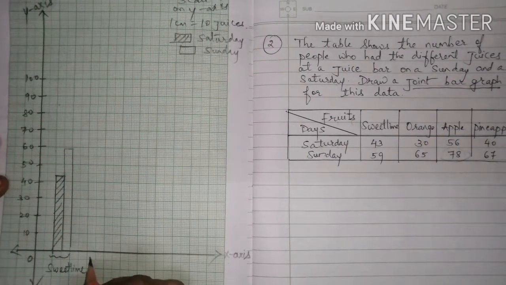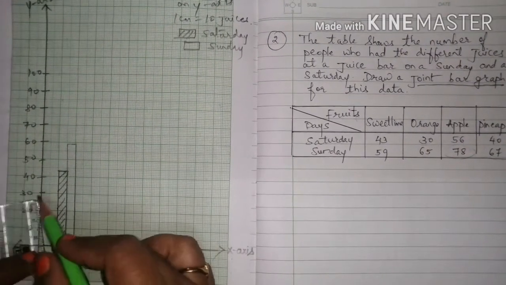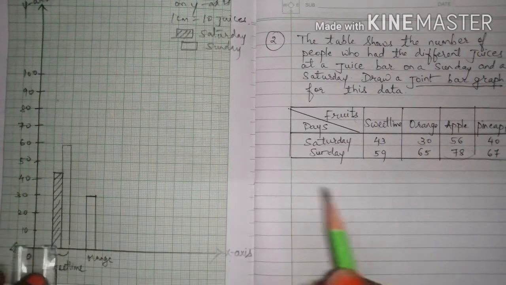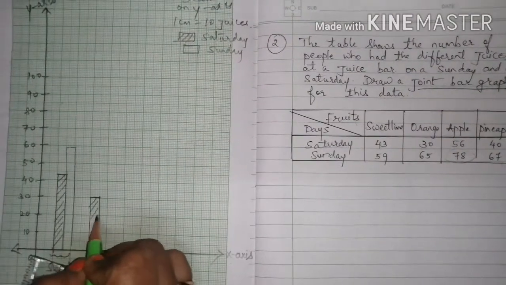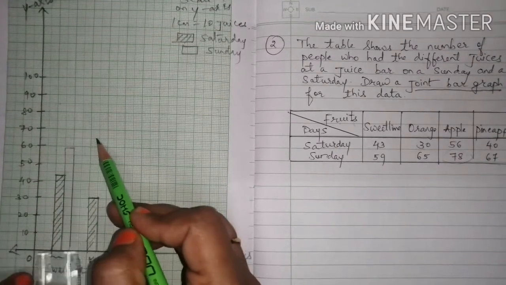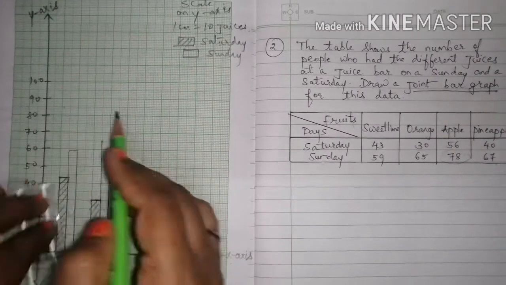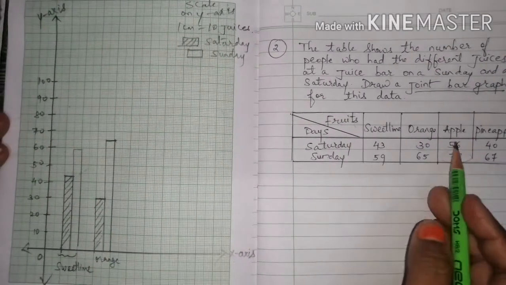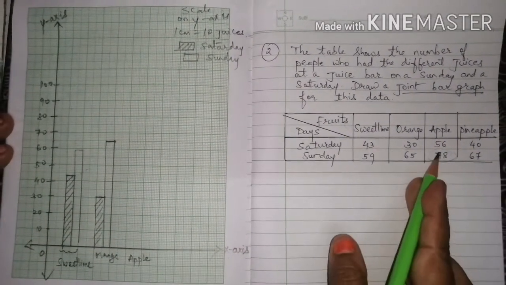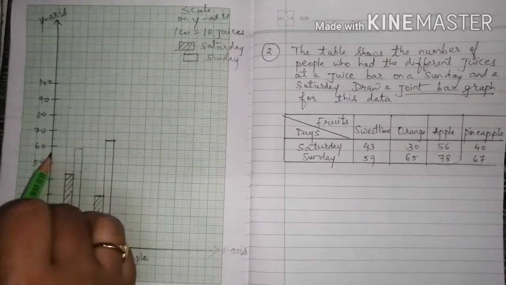Now orange, the next fruit juice. On Saturday 30 people consume it. So 30. This one is Saturday, so shade it. And 65 on Sunday, so about 65 lines. So this one is 65. So this one is of Sunday. The next juice is apple. Leave one box. Let's draw for apple, 56. So Saturday 56, so above 56 lines. So here 56.